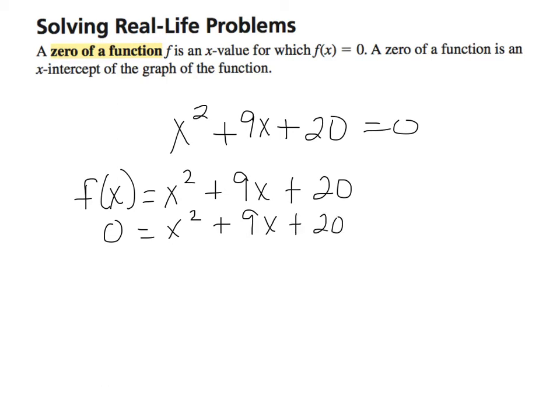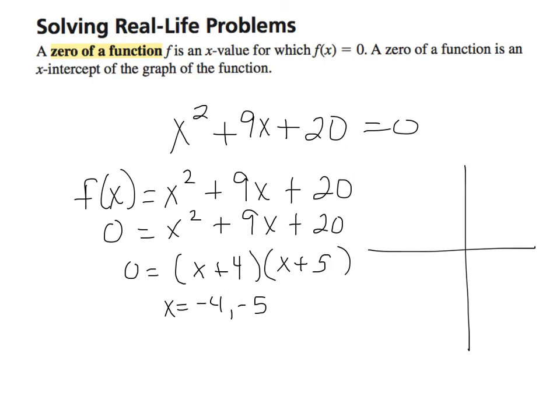So here there's no GCF. I'm going to get two binomials. What two factors of 20 am I going to use? It's going to be 4 and 5, and that will give me my value of 9x as my middle term. We solve these, and our two answers are x equals negative 4 and negative 5.